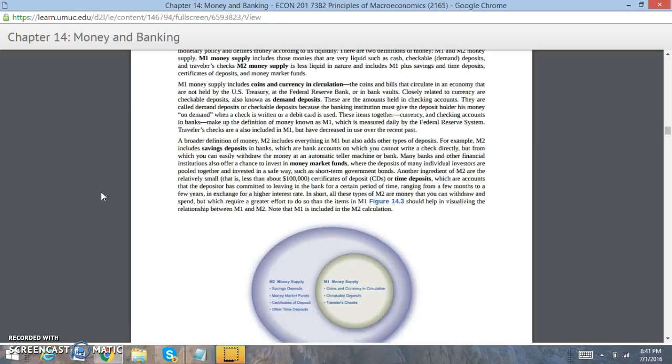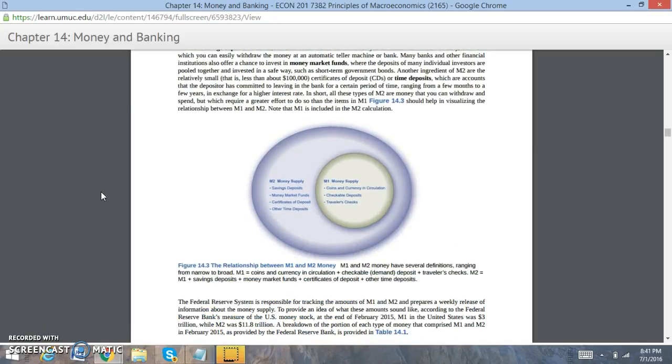Now, there's 2 ways to measure the money supply. We define this term called liquidity. And liquidity is looking at the ease at which things can be converted to cash. The most liquid asset is money. And M1 is the most liquid of assets. When you look at M1, you're looking at how easily something can be converted to cash.